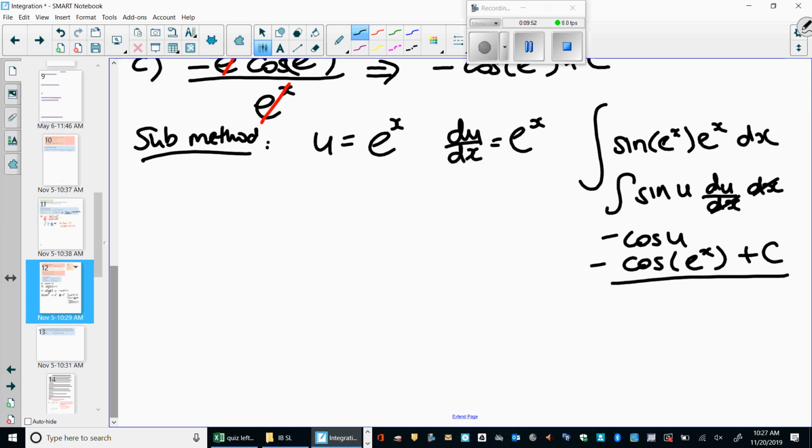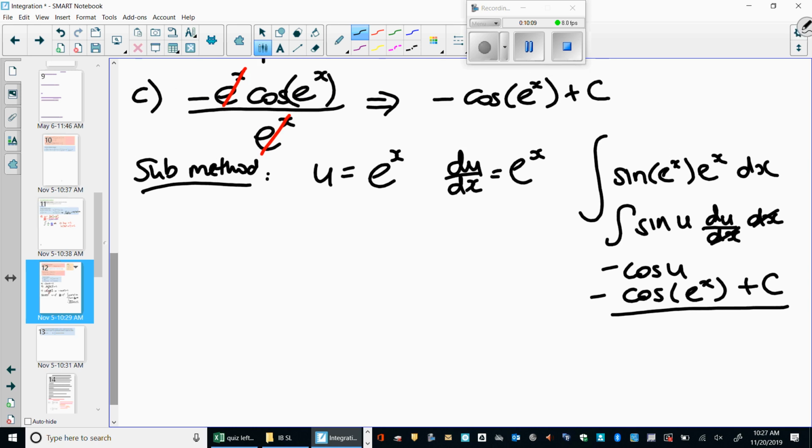It's another confirmation of why the pretending works. Some people, when they see the e to the x, forget about it altogether or leave it out. So you've got to be careful. It's still involved in the question. You've got to do something with it, but it doesn't affect the final answer.